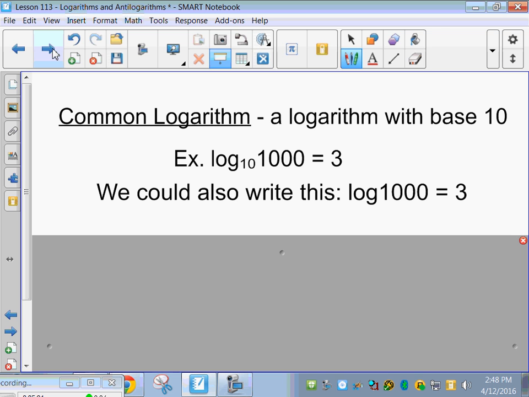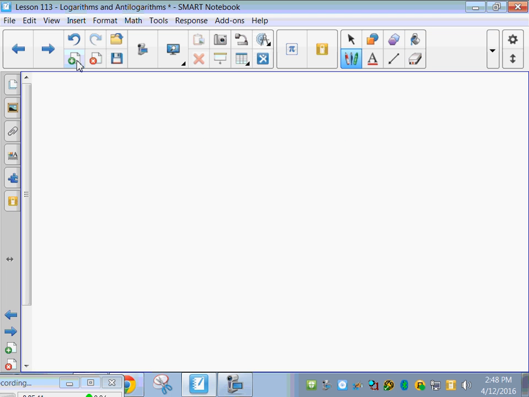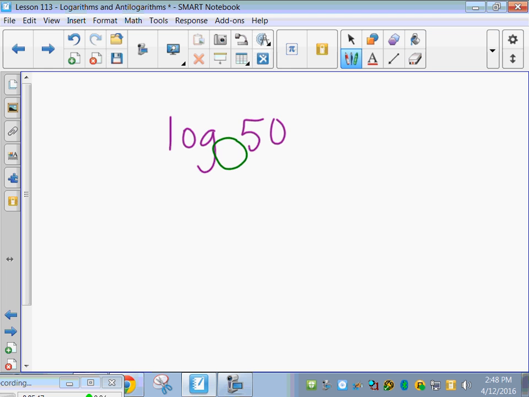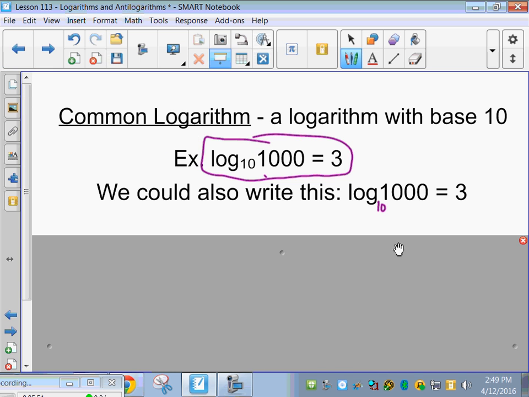So common logarithm is a logarithm with base 10. If you have the 84 calculator, you have to do a lot of your logs with just this right here. What this means is it's a given that it's a base of 10. So if you ever see any log, like log 50, whatever it is, and there's no base right here, it's a given that the base is 10. All right, so we're always going to fill in a 10.